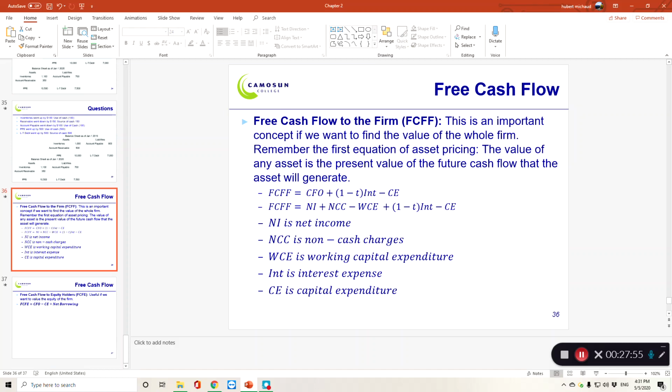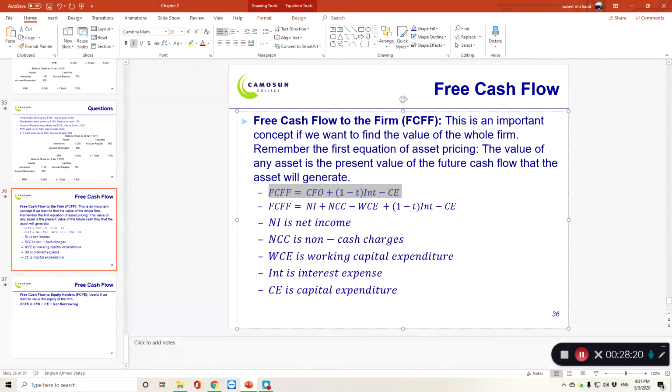It's really useful when we're trying to value the whole firm. So if you were trying to buy a whole firm, including its debt and everything else, the free cash flow to the firm would be a really valuable number to you. Now, how do we calculate the free cash flow to the firm? Pretty straightforward. I have it written right here.